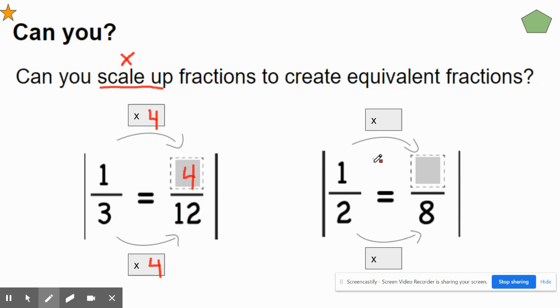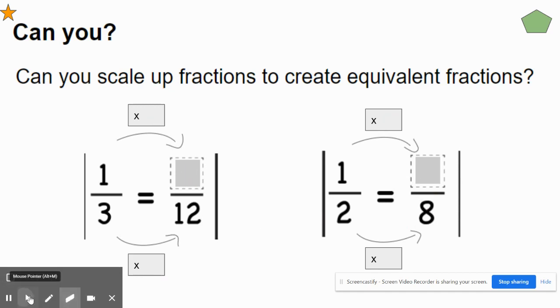In my next equivalent fractions problem, I'm going again from small numbers in my first fraction to bigger numbers in my second fraction. So I'm scaling up. And I know that 2 times what gives me 8? 2 times 4 gives me 8. Okay? And if I do that to the bottom, I have to do that to the top. So again, 1 times 4 gives me 4. So 1/2 is equal to 4/8, or is equivalent to 4/8.